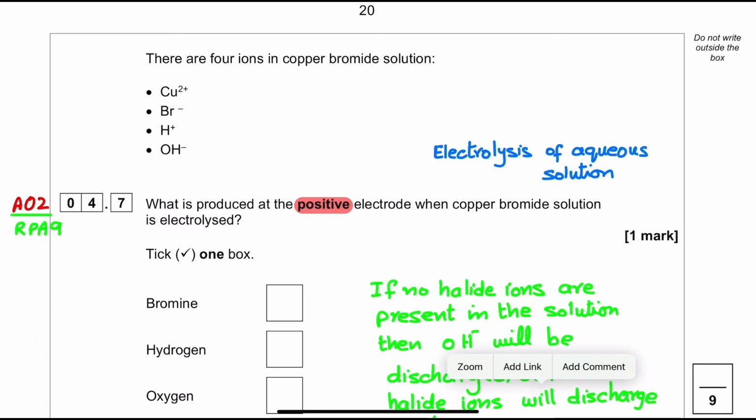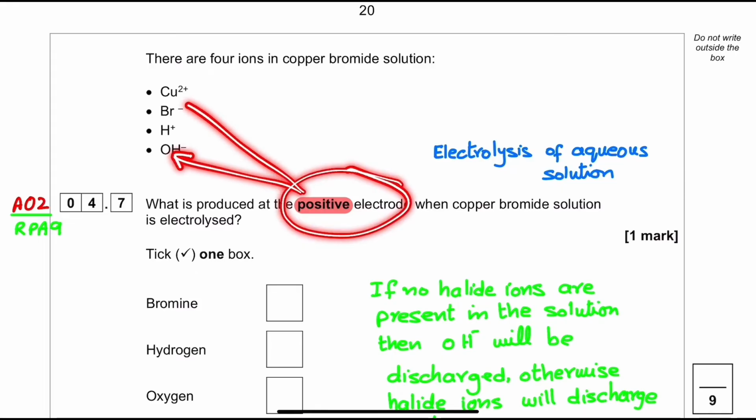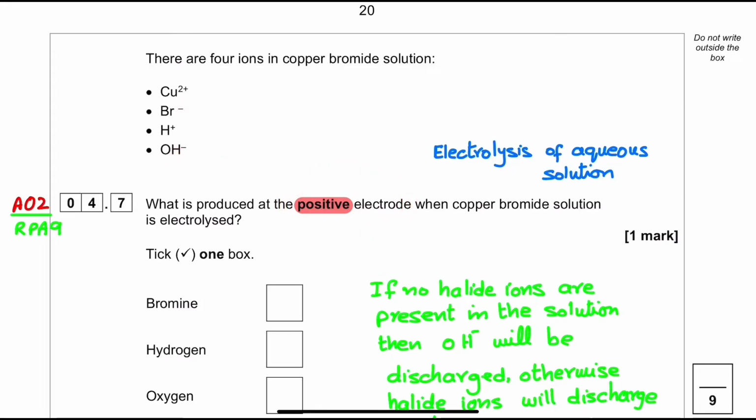We have to see in figure number 11 that there are four ions present in the solution: copper ion, bromide ion, hydrogen ion, and OH negative ion, meaning hydroxide ion. The positive electrode is attracting the negative ions present in the solution, which are bromide ion and hydroxide ion.